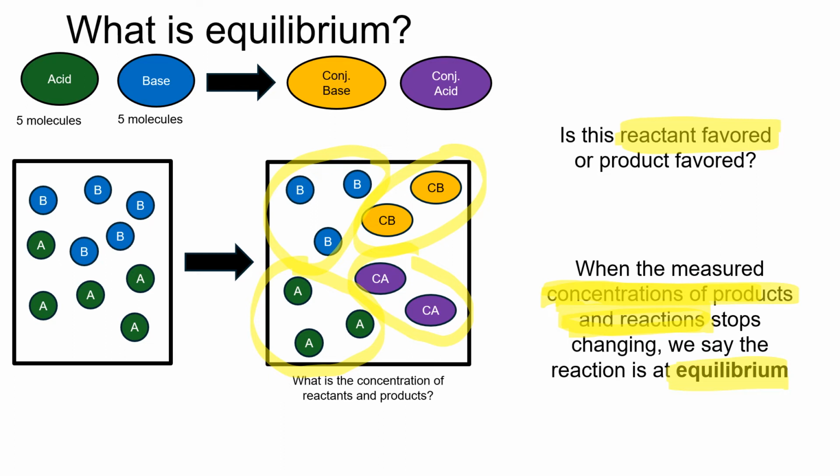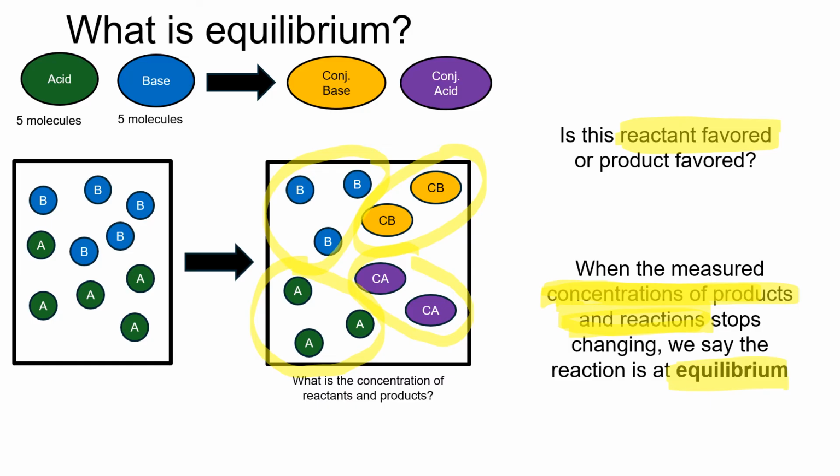And then you leave and you go away, come back a few hours later, and you take those measurements again. And you see that the measurements are exactly the same. Over time, the concentration of your acid, your base, and your conjugate acid, conjugate base hasn't changed, all right? The concentrations are now stable. They're the same. So we would say that that reaction is at equilibrium.